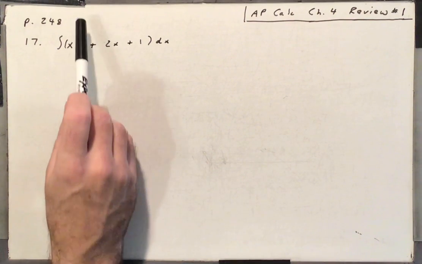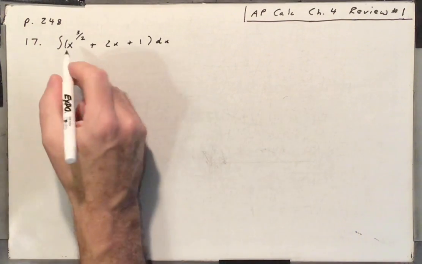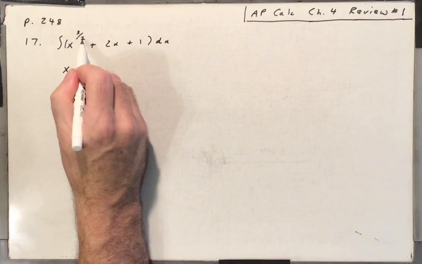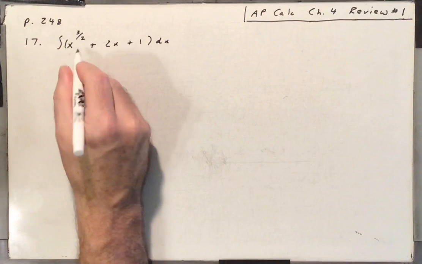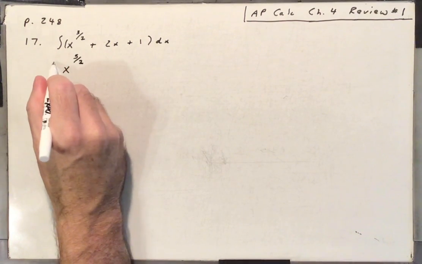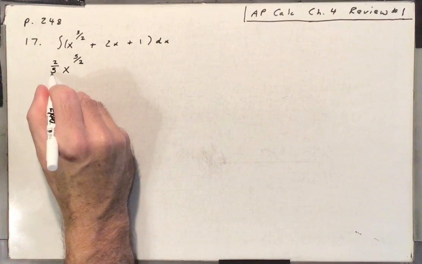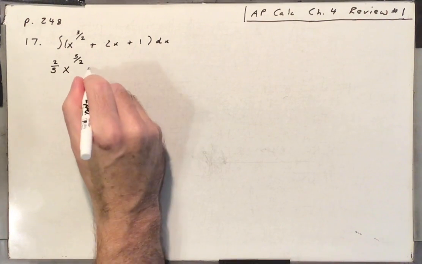So that's x to the 3 halves plus 2x plus 1. We want to integrate that. Alright, so we take the exponent and add 1 to it. So it's like adding 2 over 2. So that would be 5 halves. But we need a coefficient out front that when we bring that 5 halves down and multiply, you get a 1 out front. So that would be 2/5.